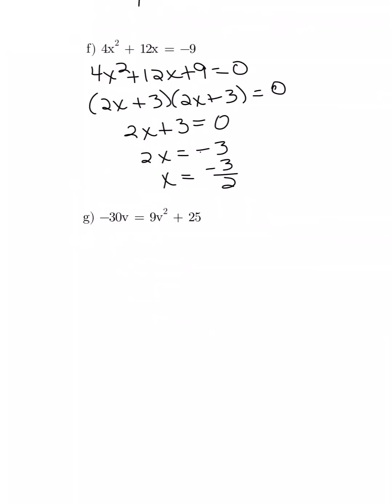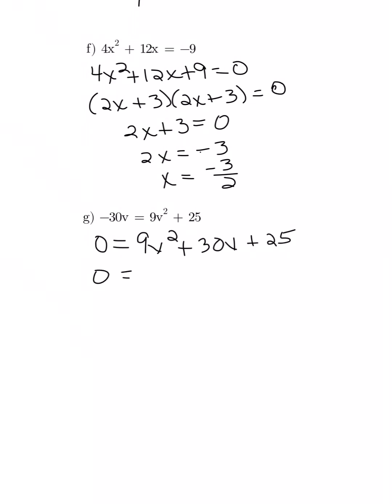Our next example is also not equal to 0. In this case, our squared term is already on the right side and positive. We want our squared term to be positive if possible because it makes factoring so much easier. So in order to make sure that squared term stays positive, I'm going to add 30 to both sides and put the 0 on the left. So I'm going to have 0 equals 9v squared plus 30v plus 25.